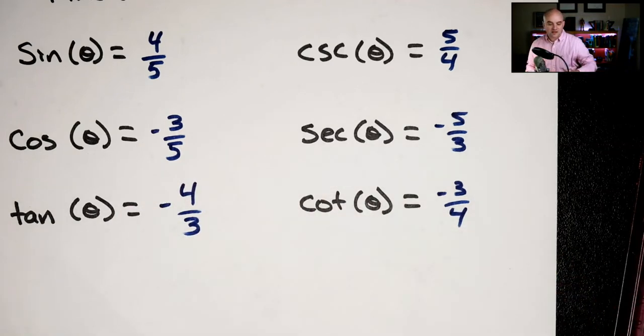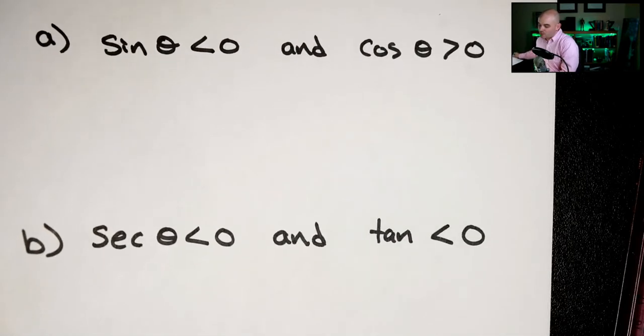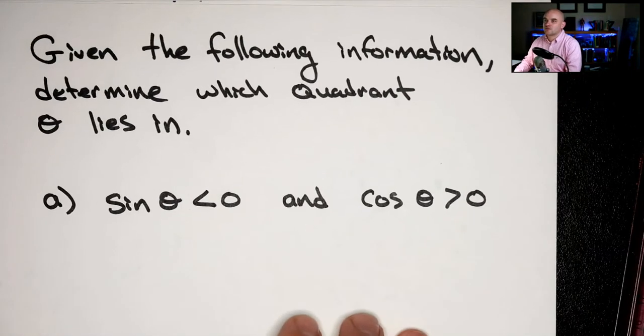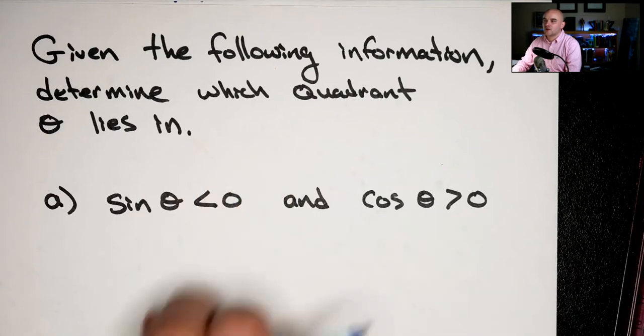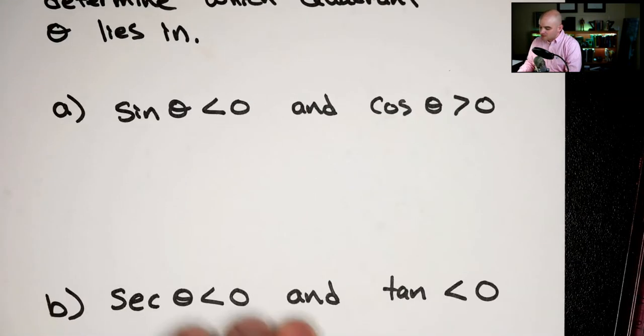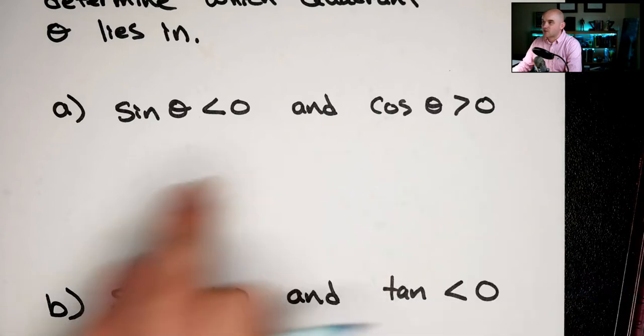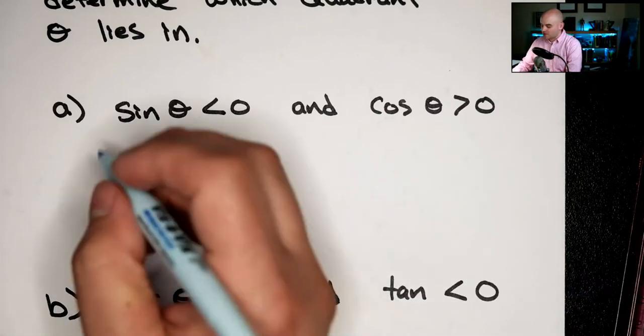Okay? Let's take a look at another way we can look at these problems, or at least set it up. And that says this: given the following information, determine which quadrant theta lies in. All right. In case you're pausing the video, there you go. You can pause it and write it down if you want. This one right here says sine is less than 0 and cosine is greater than 0. I want to know which quadrant theta is in.